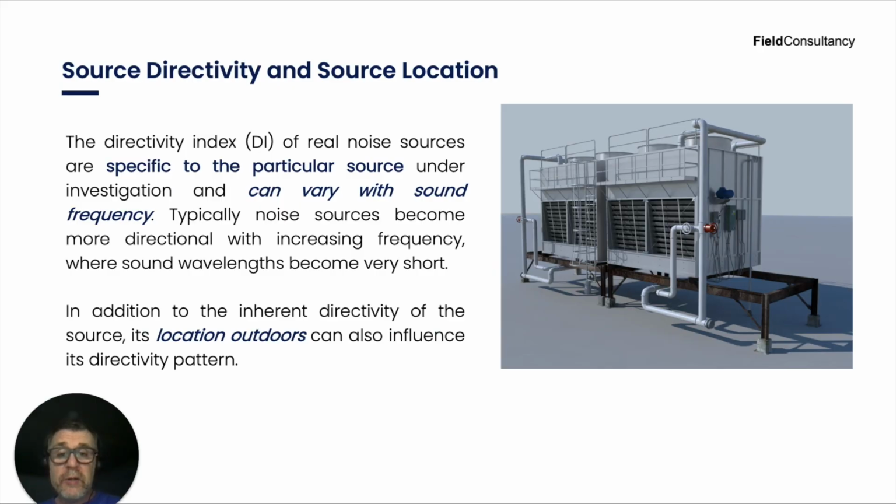When we think about real noise sources, the directivity index is specific to that particular source. So it could be a loudspeaker, it could be a piece of plant like that on the right-hand side there, which is a chiller. It could be a car. Each of these different sound sources exhibits different directivity characteristics. It can also change with frequency. Typically, noise sources become more directional with increasing frequency.